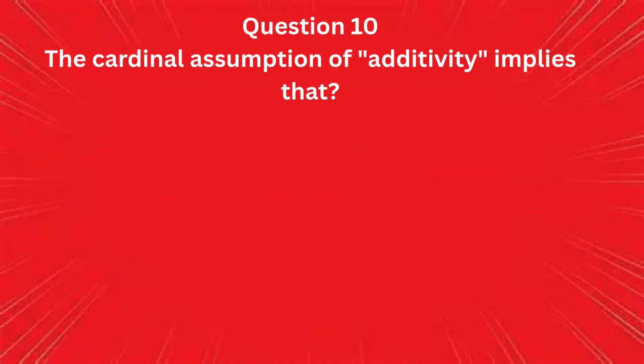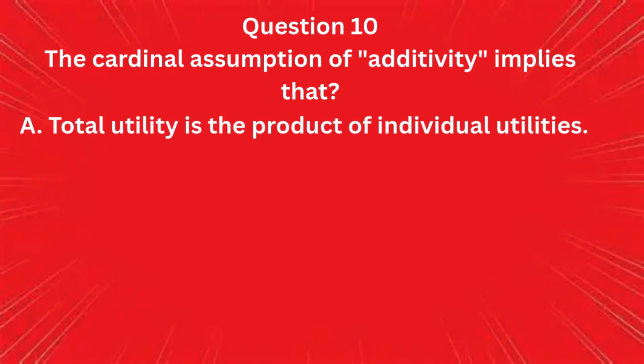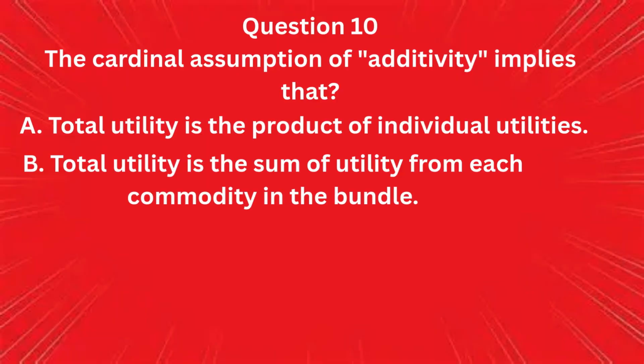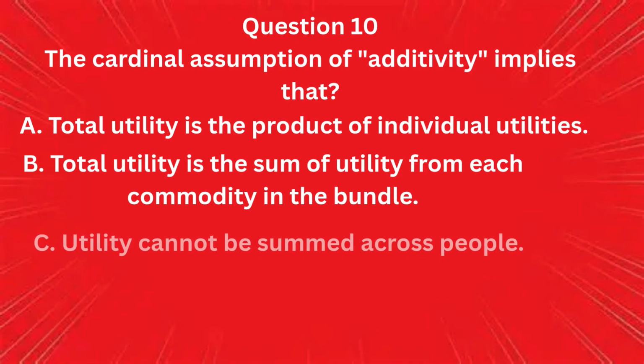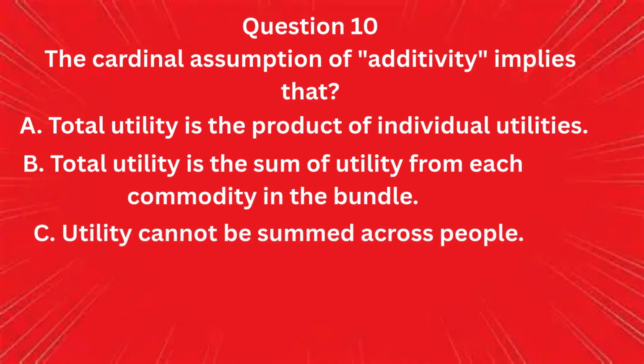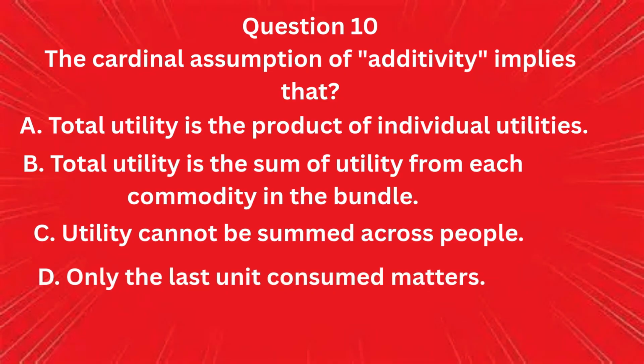Question 10. The cardinal assumption of additivity implies that A. Total utility is the product of individual utilities. B. Total utility is the sum of utility from each commodity in the bundle. C. Utility cannot be summed across people. D. Only the last unit consumed matters.